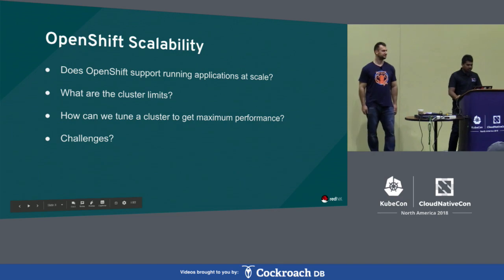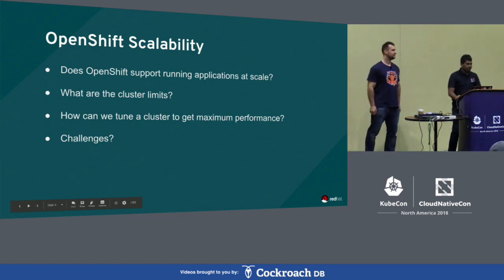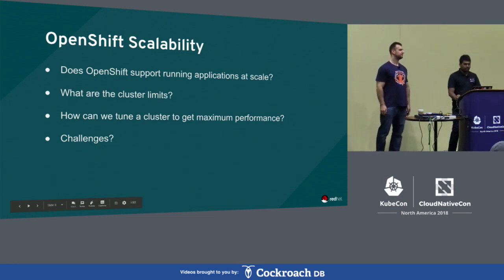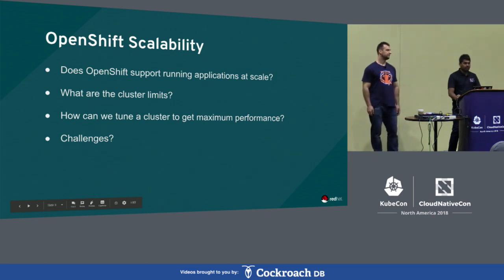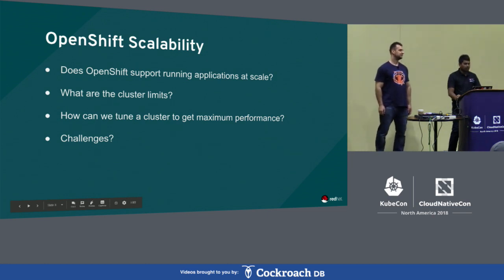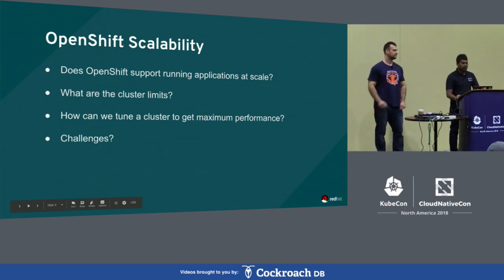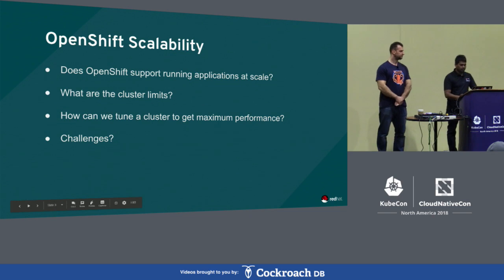When running OpenShift in production, one might have these questions in their mind. Does OpenShift support running applications at scale? If yes, then what are the cluster limits? How can we tune a cluster to get maximum performance? What are the challenges one might face when managing and running a large and dense cluster? We had similar questions in our mind. Over the next few slides, we are going to talk about how we built and used our automation pipeline and tooling to come up with the answers to these questions.